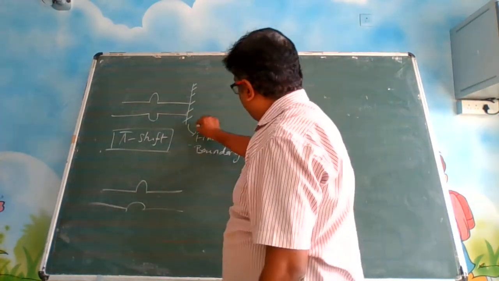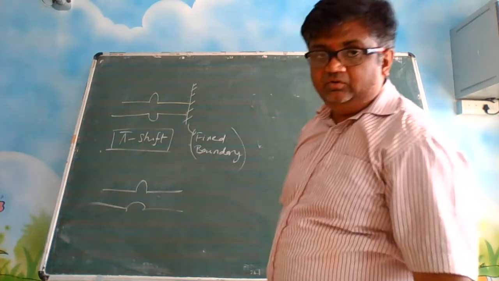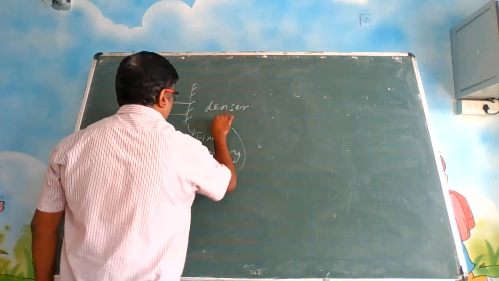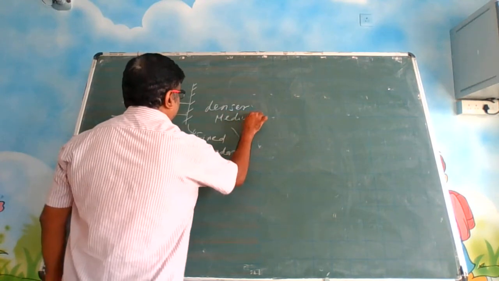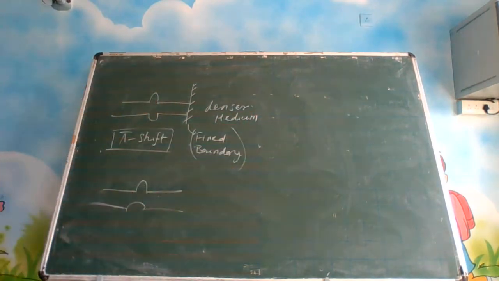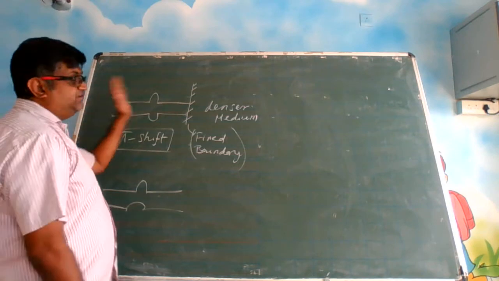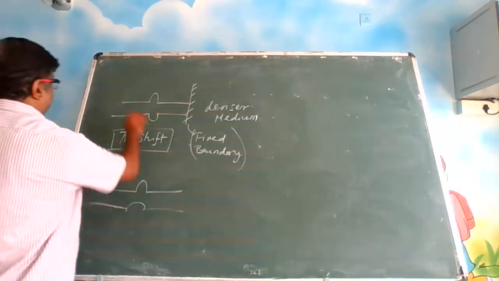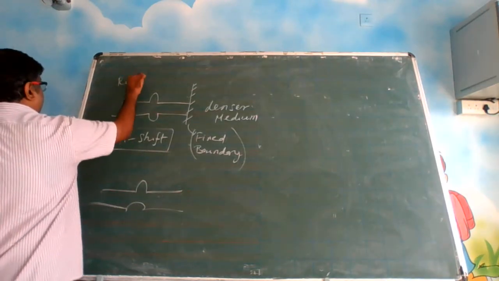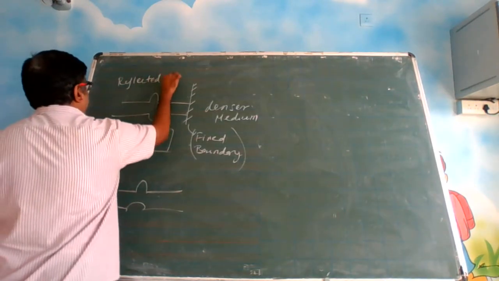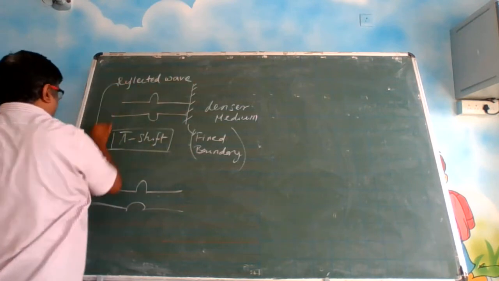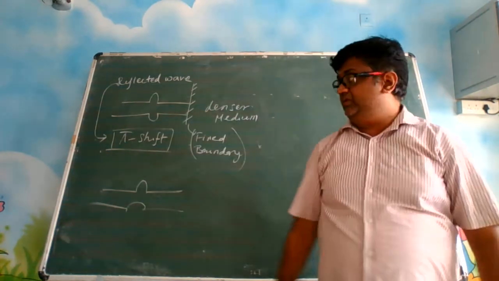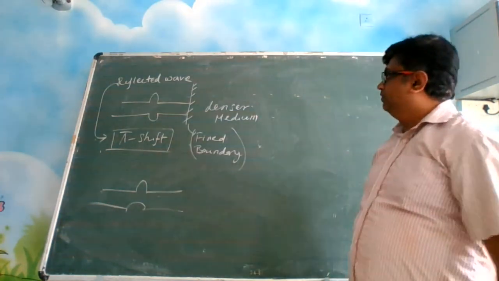Now, instead of fixed boundary, I will use a denser medium. A denser medium. You will see that there is a pi shift in the reflected wave. In the reflected wave, you will see a pi shift. This is one important concept. You will see a pi shift. Okay?